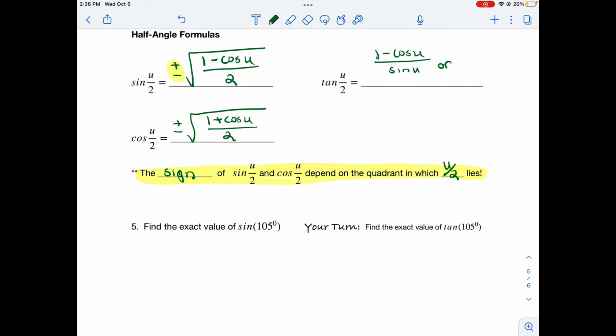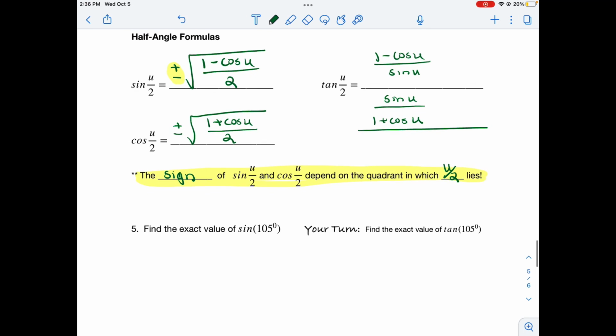Tangent, we don't have to worry about that. For our tangent, you have two possible formulas. One formula is (1 minus cosine of u) divided by sine of u. Or the second formula is sine of u divided by (1 plus cosine of u). I'm going to write that carefully because it might look like a compound fraction, one fraction over the other, and I don't want you to get those confused. These are two separate formulas, and you get to pick which formula to use.